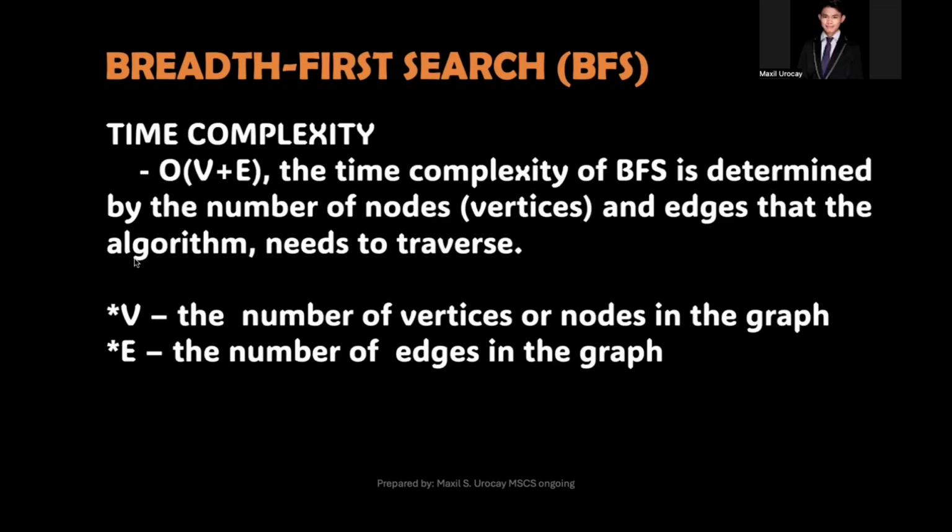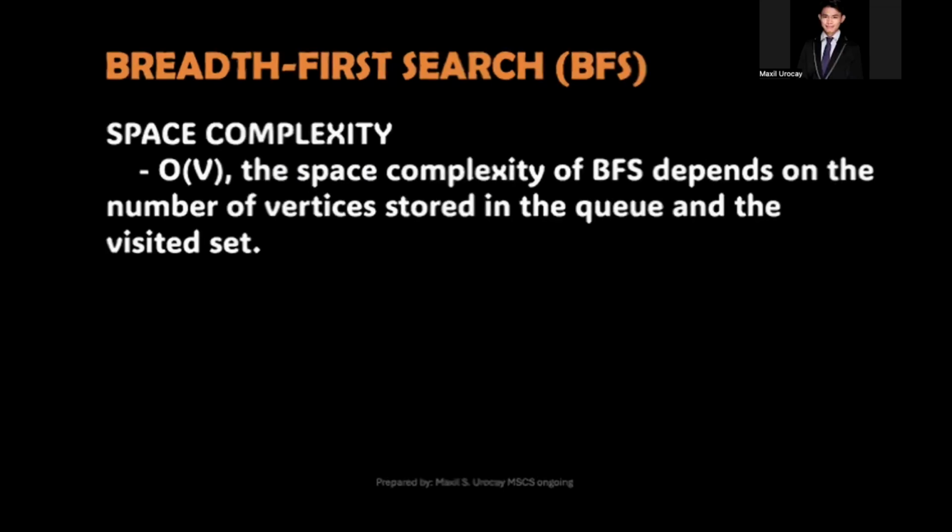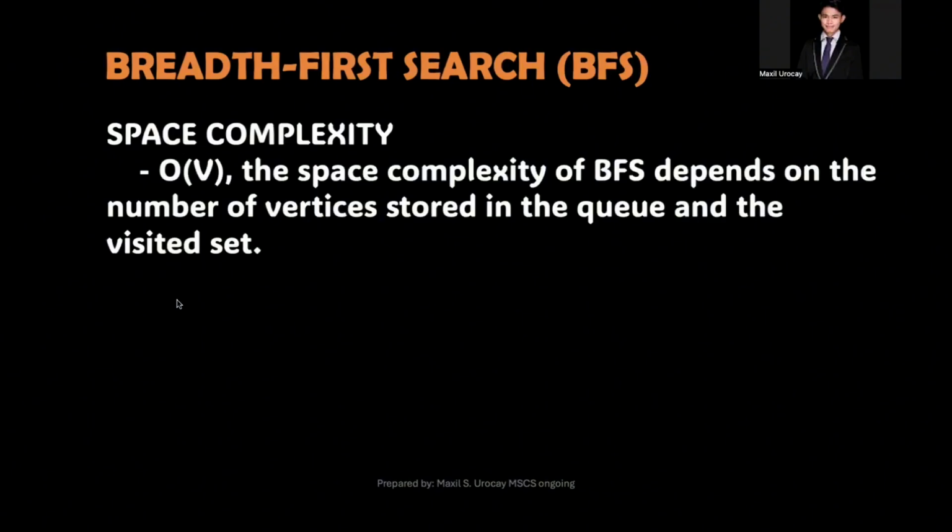And lastly, the space complexity is still O of V, meaning the space complexity of the breadth first search depends on the number of vertices stored in the queue and the visited set. So that's how it works for the breadth first search, and I'll be going to illustrate to you the example in the next video.